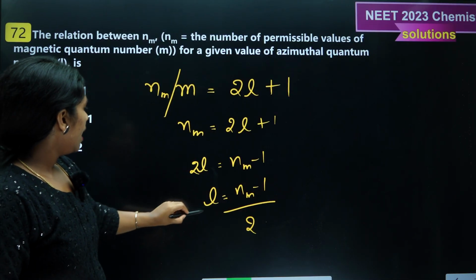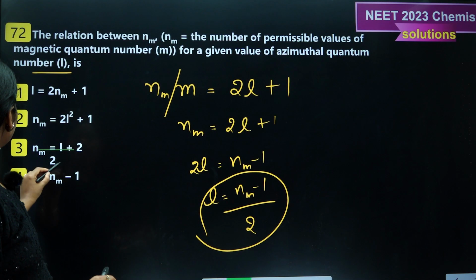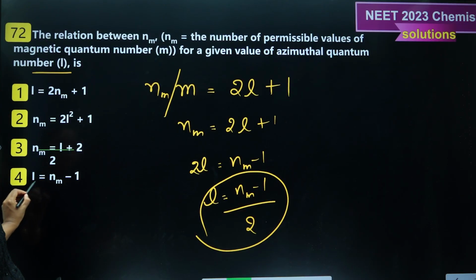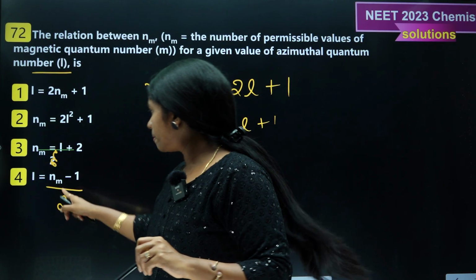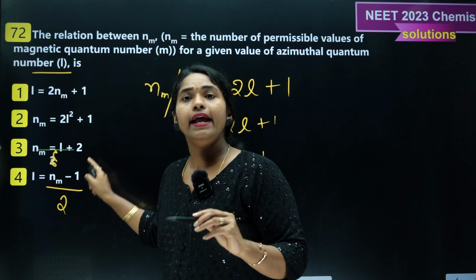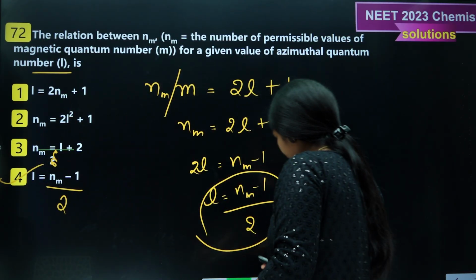NM is L. They were asking L, right? The relation they are asking: the correct option is L is equal to NM minus 1 by 2, whichever option that is, that is the correct one.